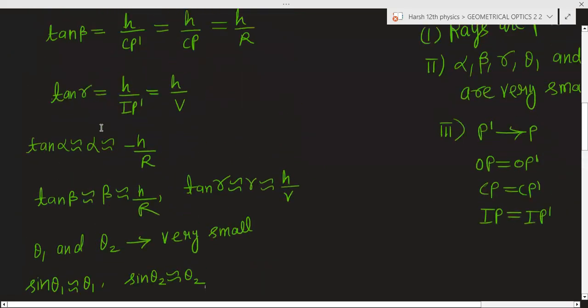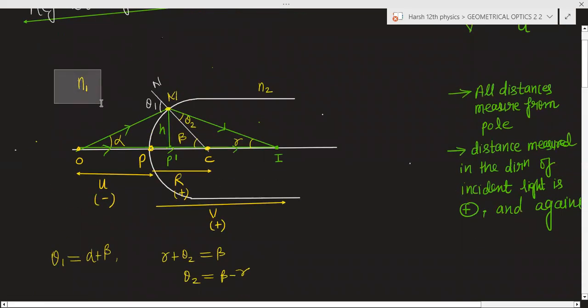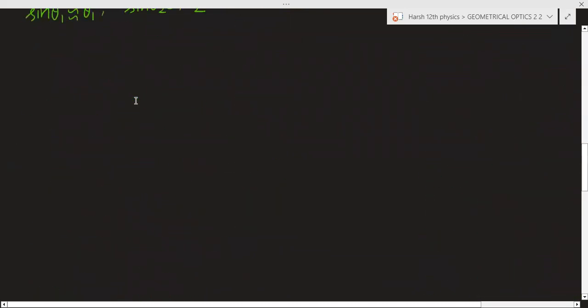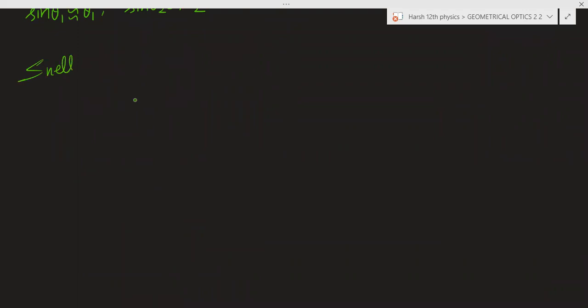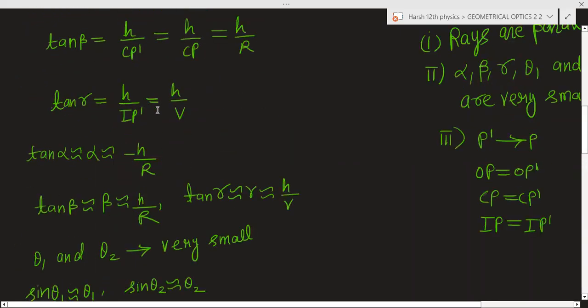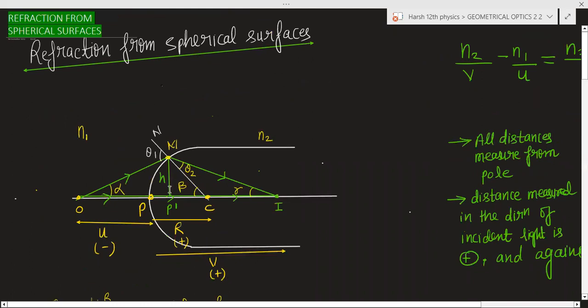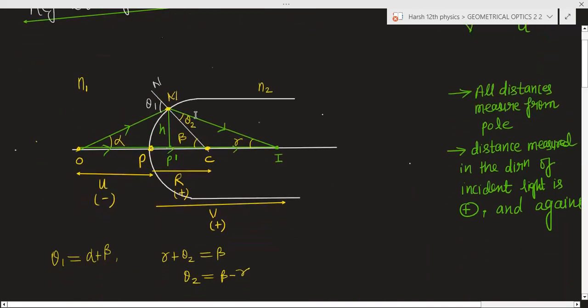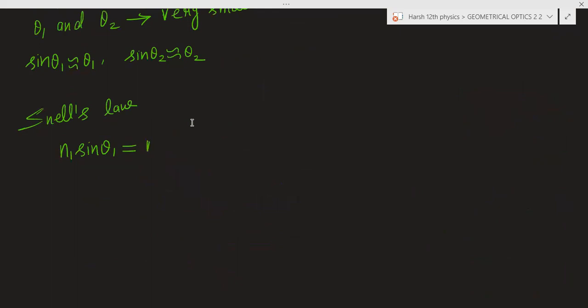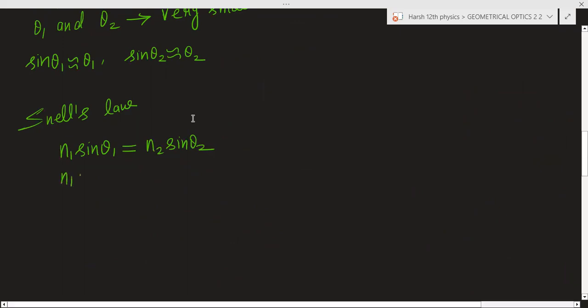Now apply Snell's law. Snell's law is the refractive index n1 multiplied by sine theta 1, equal to n2, the refractive index of the other medium, into sine theta 2, the angle of refraction. Since sine theta 1 can be written as theta 1, you can write n1 into theta 1 is equal to n2 into theta 2.